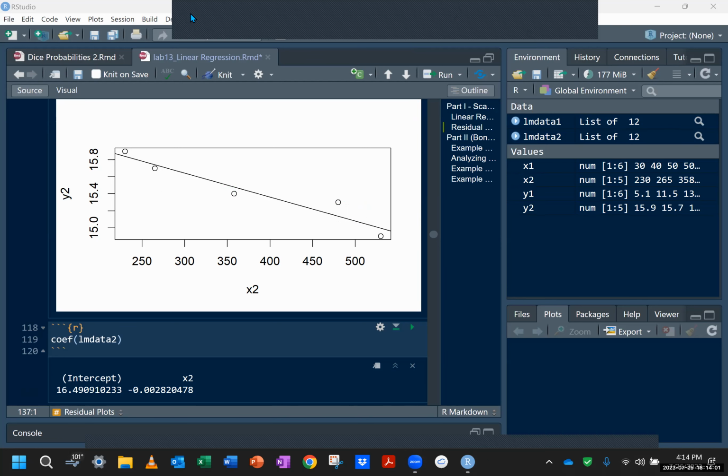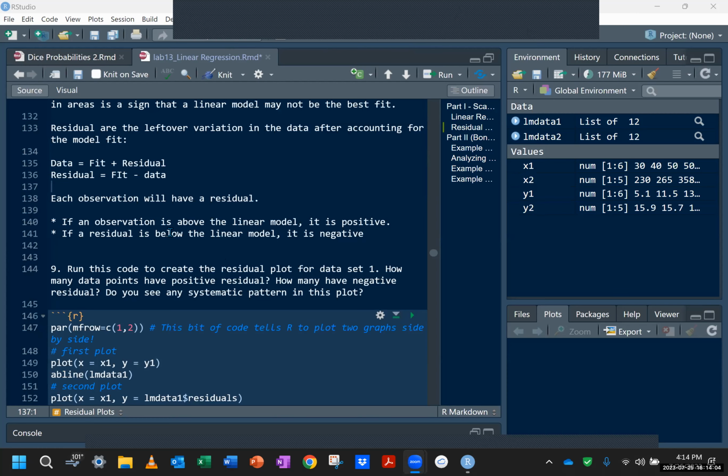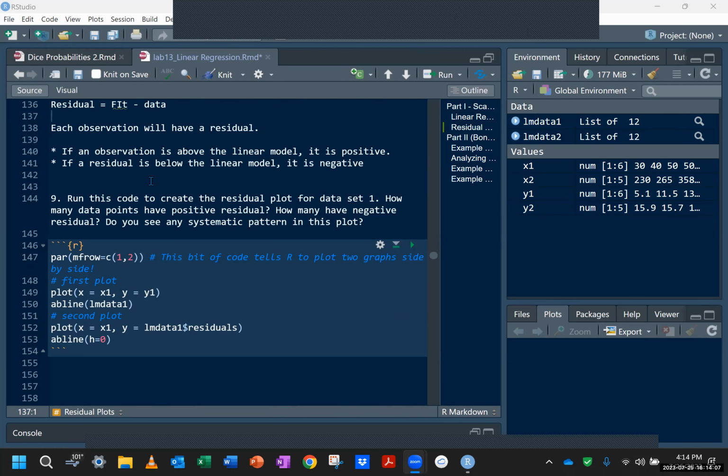Let's go look at our example from data set 1. Here's some code that creates the residual plot. I'll explain this. Par mfrow is a fancy bit of code that says I want to make 2 graphs side by side. Here's the first graph, our line of best fit as before, and the second plot takes my data set 1 residuals. And then I put a horizontal line at 0 there. So that second plot is the plot we did previously, it's just squished. It's a little wider.